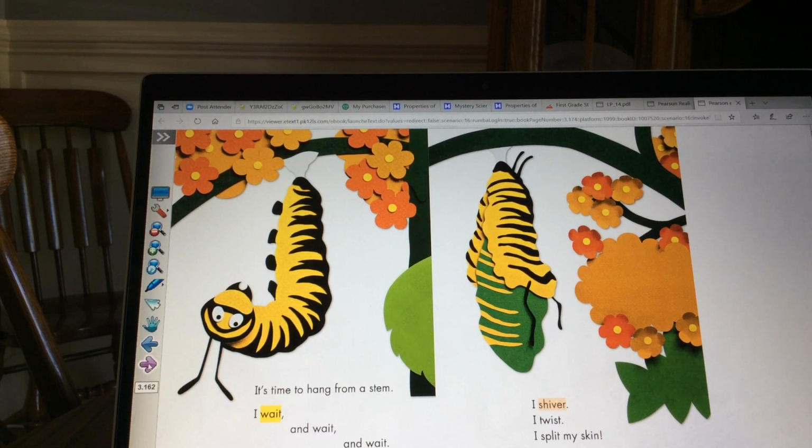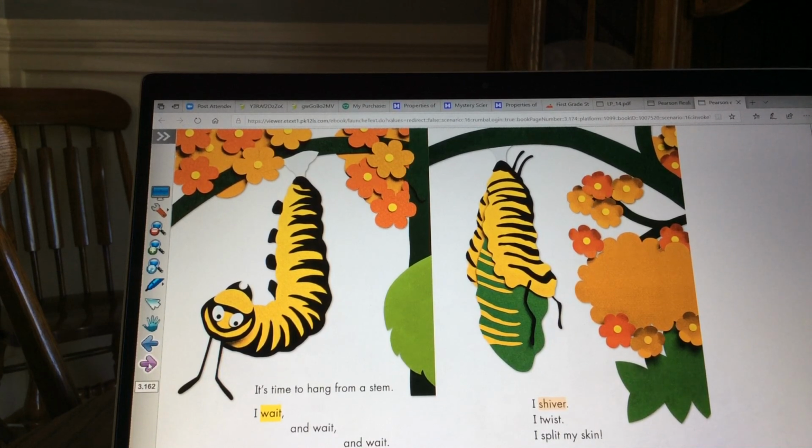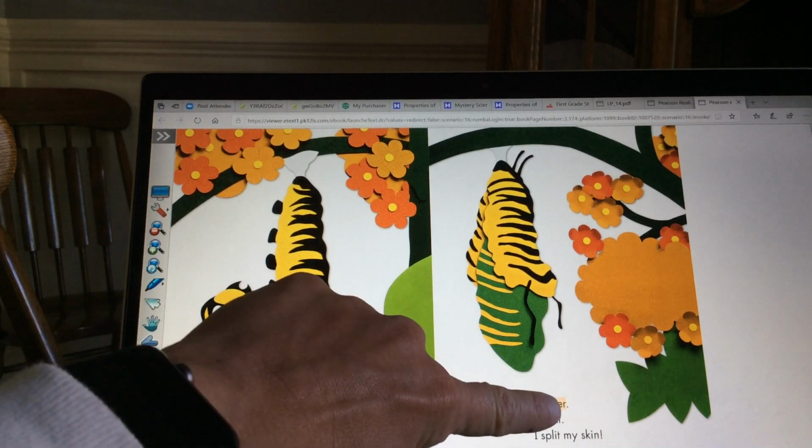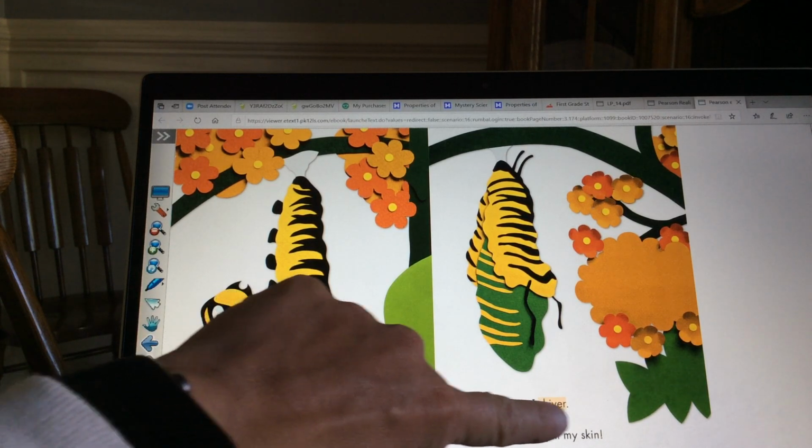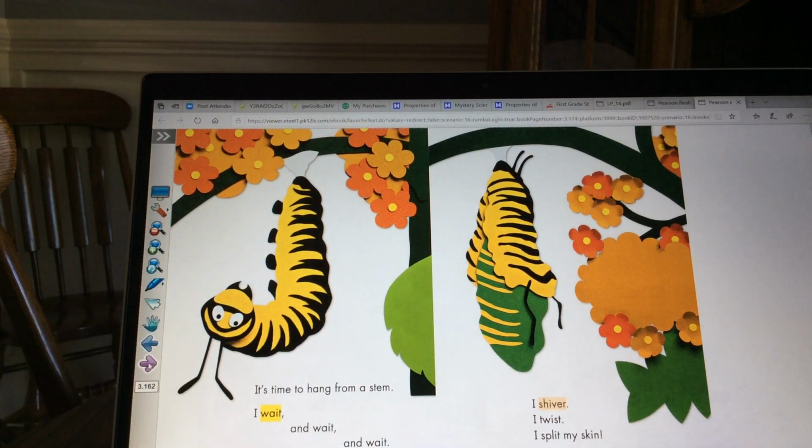I really, really like the words on these pages because it helps me to visualize what's actually happening in this story. So, where could we find the meaning of the word shiver? If we wanted to figure out what this important word right here, see how it looks different, has that tan box on it, that means it's a vocab word. Where could we figure out, or how could we find the meaning of that word?